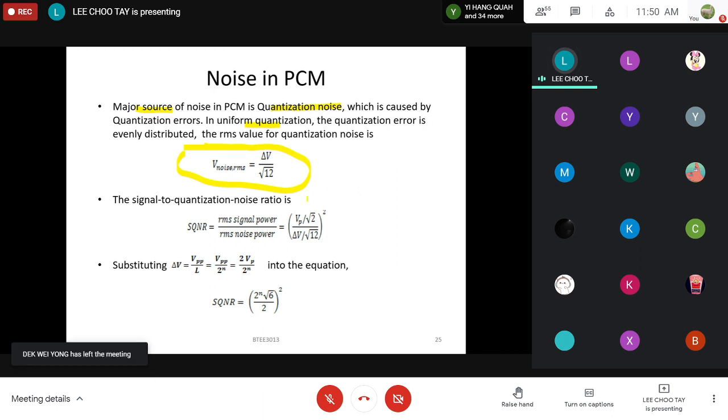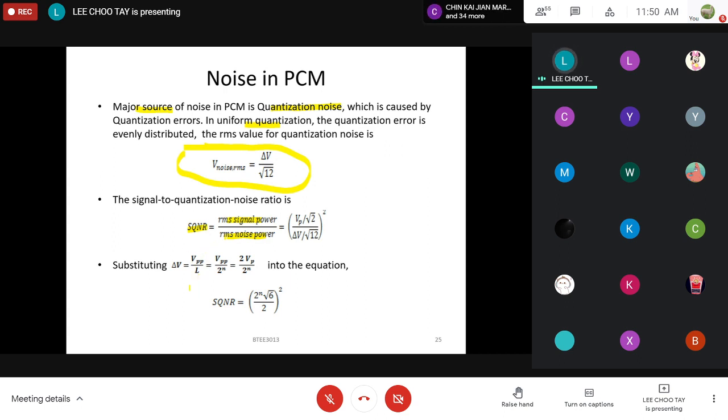This gives us the signal to quantization noise ratio, I call it SQNR, being the RMS signal power over the RMS noise power. The RMS signal power can be found by using (Vp over root 2) squared, whereas for the RMS noise power we substitute in this expression, that is (delta V over root 12) squared. That will give us the signal to quantization noise ratio. Normally for signal to noise ratio, we use power. We always take the ratio of the two powers, signal power over noise power.